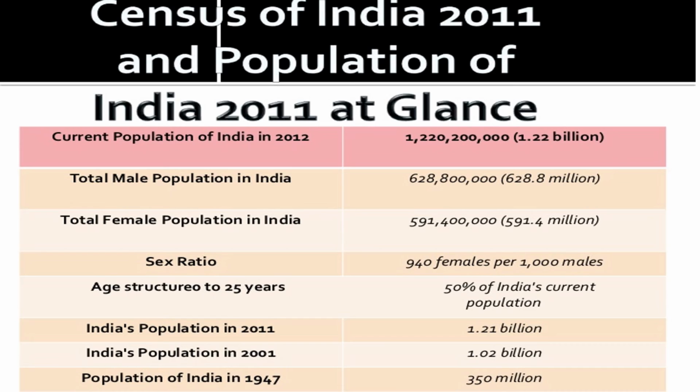In this slide, we are observing the census of India 2011. So the current population of India is 1.22 million. Total male population in India is about 628.8 million. Total female population in India is 591.4 million. Sex ratio is 940 females per 1000 males. Age structure: up to 25 years, 50% of the population.